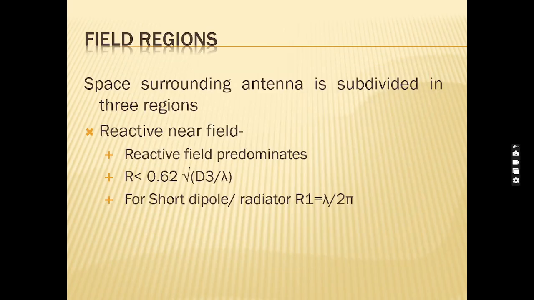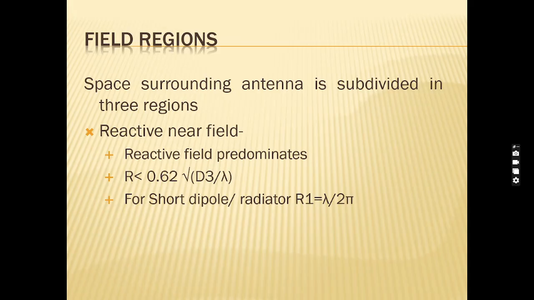Now let us move towards a very important section of the radiating system, that is the field regions. Field regions are nothing but the near field and far field of the antenna structures. Every antenna has two fields. One we call a near field and one we call a far field. The actual radiation is always in the far field.